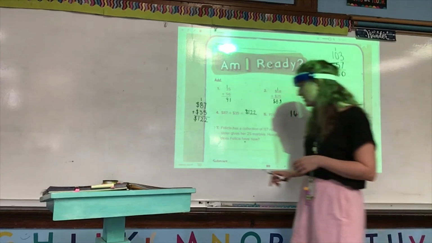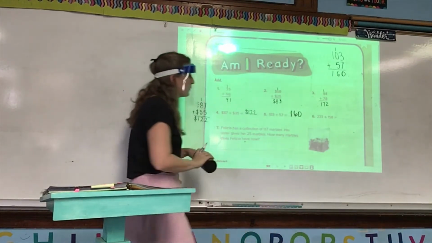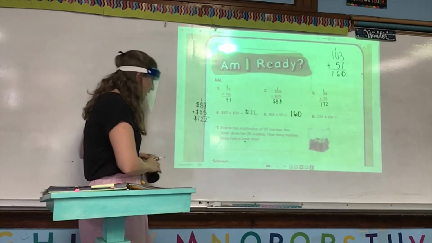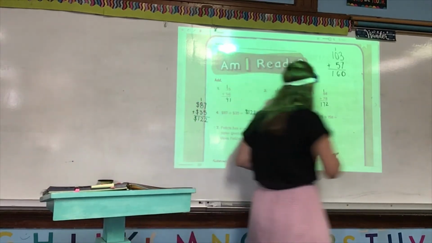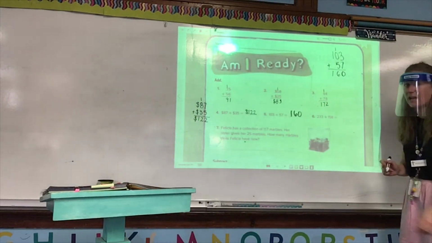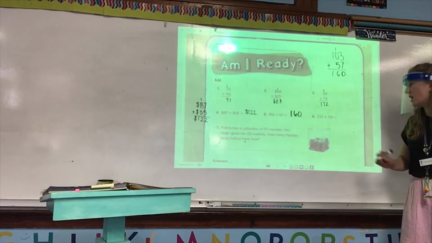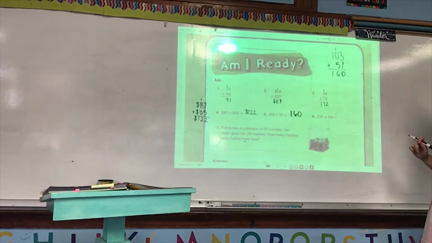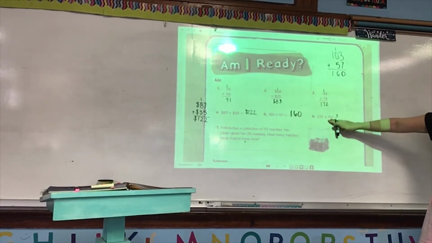Number 6, 233 plus 158. Ethan, we have it written sideways, but is it easy to solve it that way? No. So what should I do first before I even start doing any math? Right. How should I set this problem up before I even start doing my math? I've got it sideways. I need to set it up.